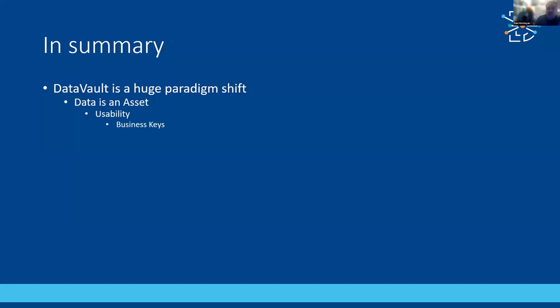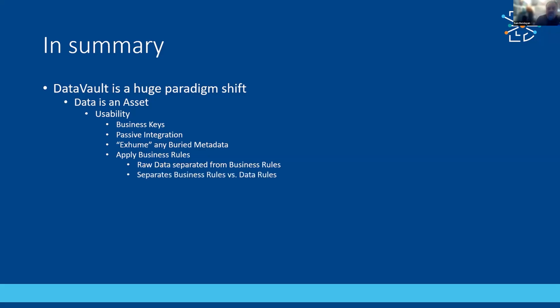So in summary, Data Vault is a huge paradigm shift. Okay, so data is an asset. That's the first thing. Usability and accuracy are very important. For usability, we talked about the business keys. We talked about passive integration. We talked about exhuming buried metadata and applying business rules and how we're going to keep those separated from the raw data. And all of this helps the usability of the data.